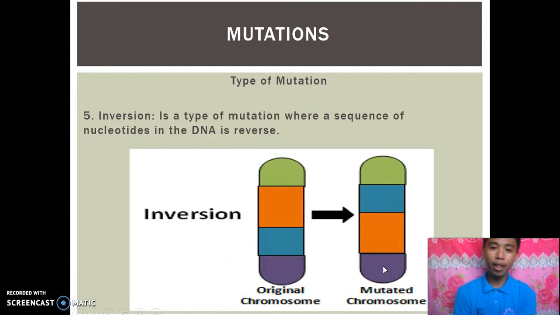Next, inversions. It is a type of mutation where a sequence of nucleotides in DNA is reversed. From the word reverse, it is just an exchange. Here you are looking at the original chromosome and the mutated chromosome. They were just exchanged.